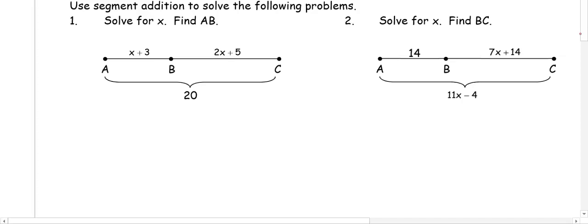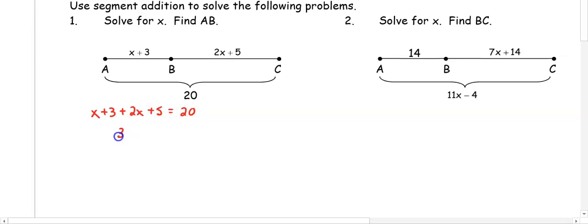So we want to use segment addition to solve the following problem. So number one, we want to solve for x and then find AB. So in this case, we know that we have two parts that together make AC, so we're going to add them together. So we would have x plus 3 plus 2x plus 5 is equal to 20.